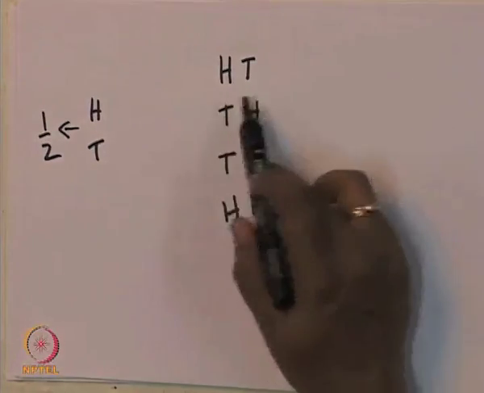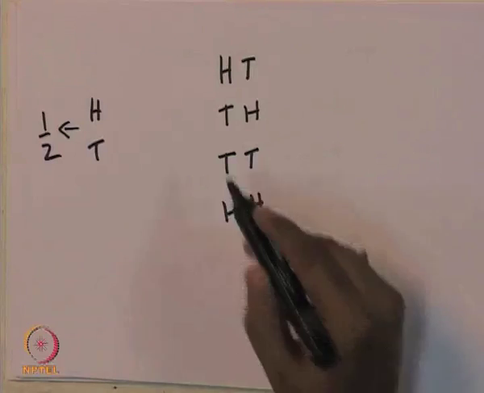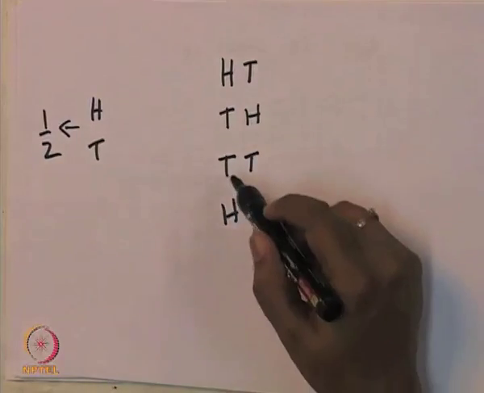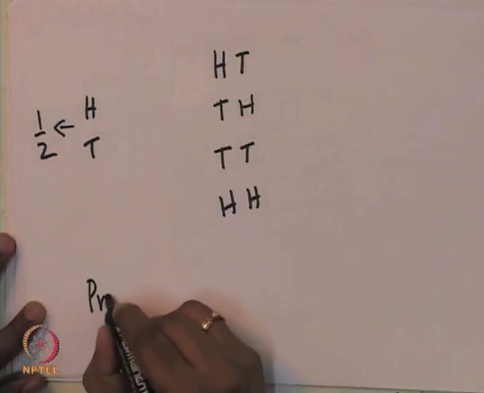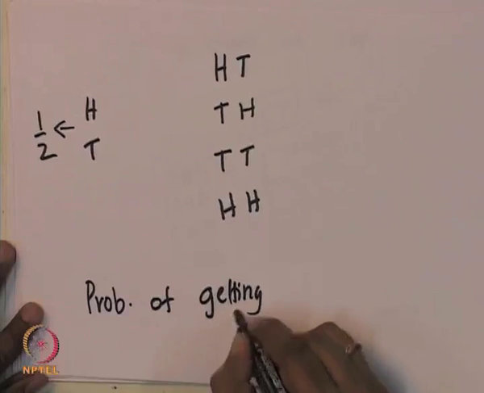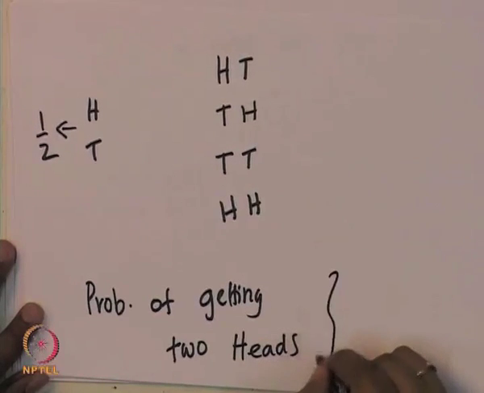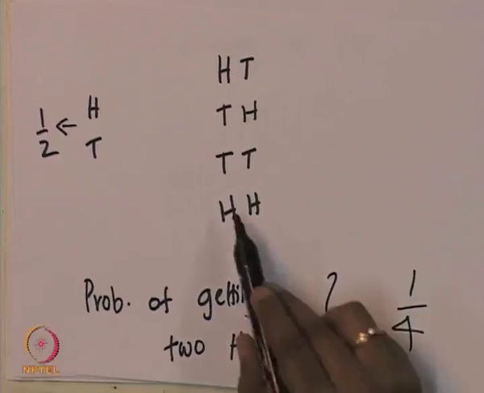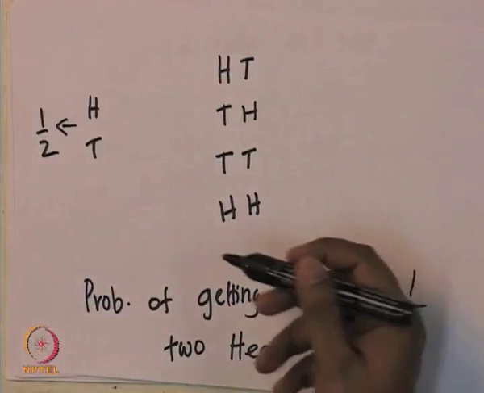If I toss it 2 times, I might get a head followed by a tail, H then T. Sometimes you might get the first one as tail and the second one as head. Somebody else might get T and T, and somebody else might get H and H. So, we have 4 events and all 4 are equally likely. So, the probability of getting 2 heads, there are 4 events possible, so it is 1 by 4. This is just one event among the 4.